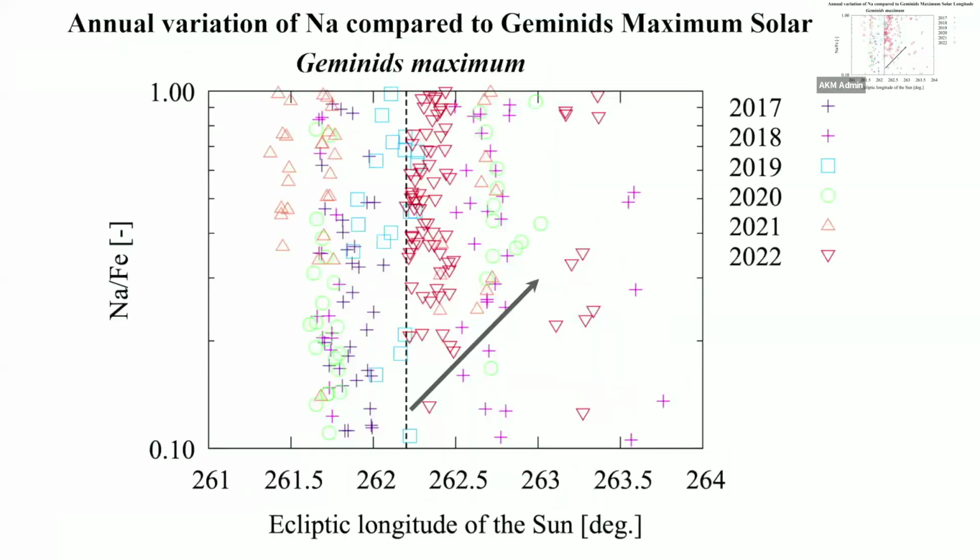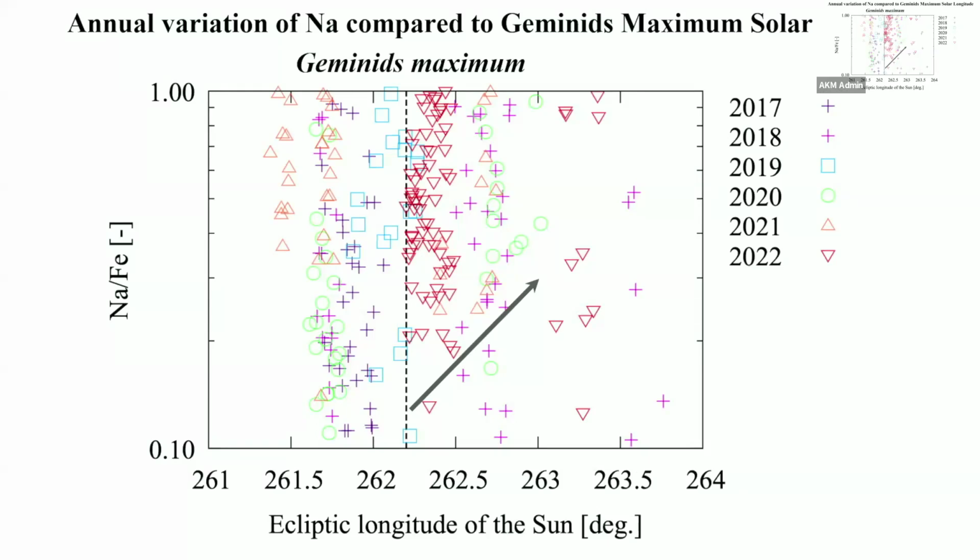Okay. And this is also a plot of the sodium ion intensity ratio as the vertical axis, and the horizontal axis is ecliptic solar longitude, and the dashed line is the Geminid maximum. So these are the observed points. There is an observational time bias. In 2017-18, most of the observation was done before the Geminid maximum.